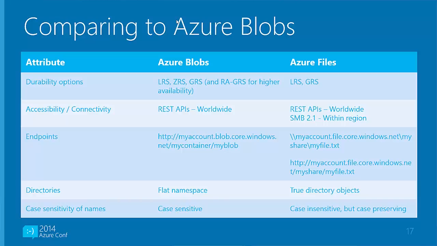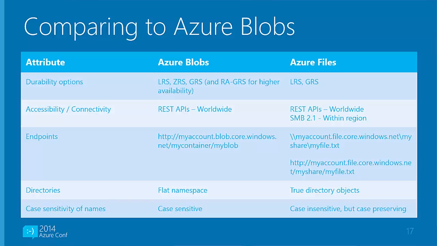If we look at the accessibility and connectivity, both features give you worldwide access to the REST API. But for the SMB endpoint, it's important to know that it's only available within the same region. So this means the endpoint is available cross subscriptions, but not outside of that specific region. And so we have our HTTP endpoint, and for the share itself, you'll use a traditional UNC notation to connect to your share.